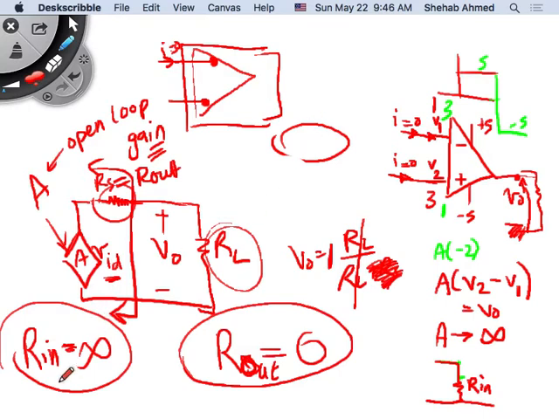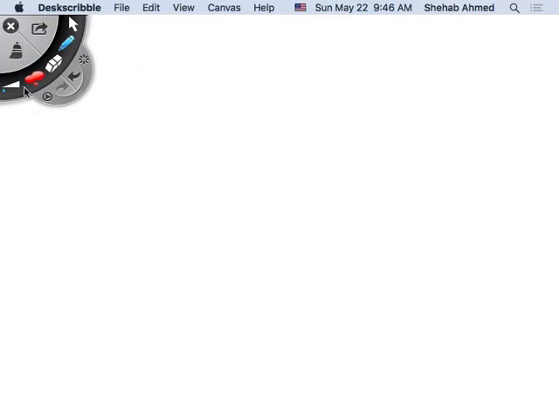There is no current coming in because our input is infinity, and there is no change in output voltage because our output or RS here is equal to 0. And the other important characteristic is that the gain is infinite. Open loop gain is infinite. Our input is equal to infinity because no current is entering.